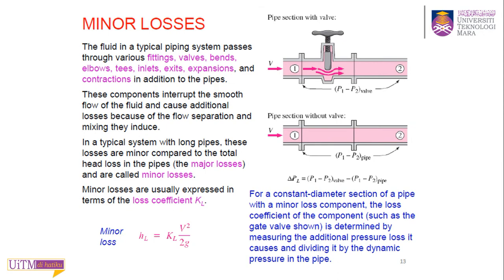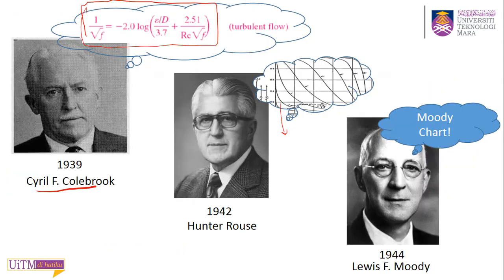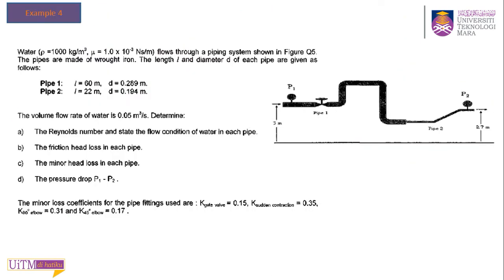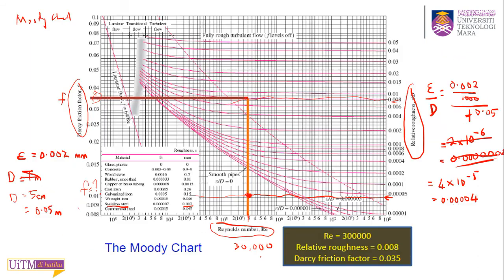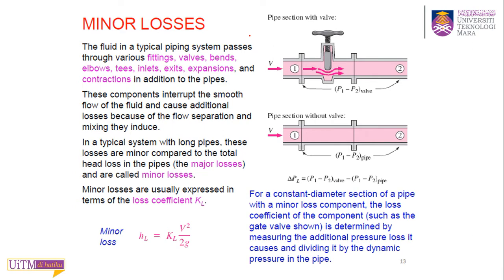So that is major losses. I said in the beginning, you have two losses in the piping system. One is major losses, due to friction, so we finish this one for both laminar and turbulent. The next losses in your piping system is what we call minor losses. These losses are due to fittings, valves, bends, elbows, tees, inlets, exits, expansion and contraction in your system. That's the cause of the minor losses.